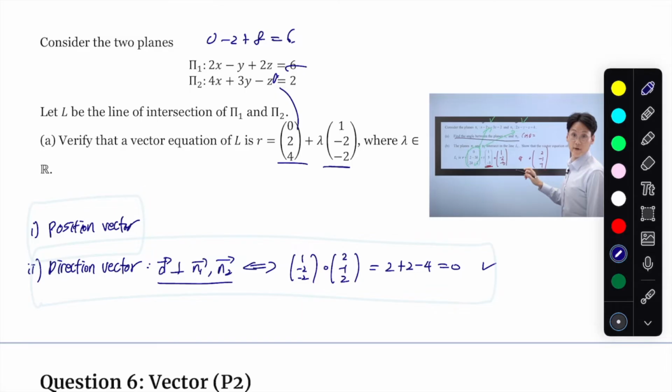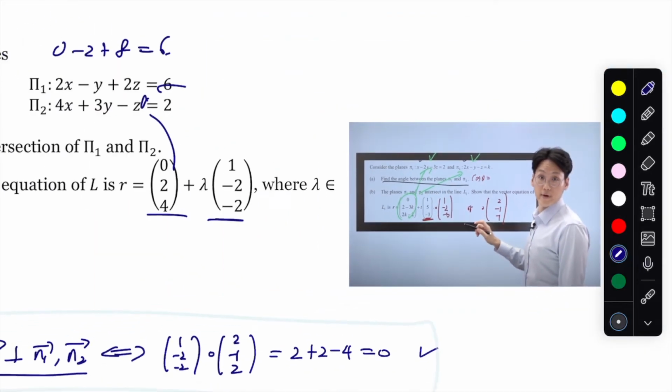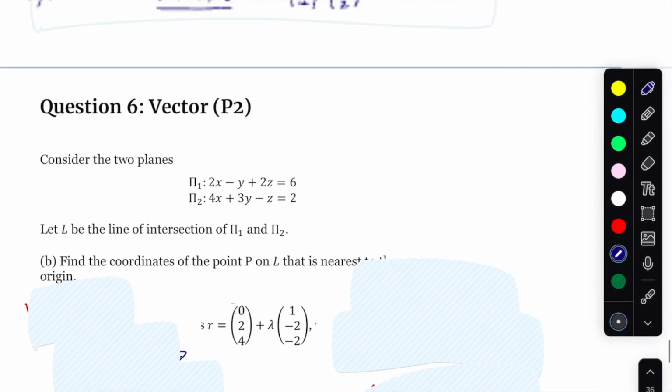For verification, I wouldn't do the crazy row reduction. I would simply use these rules. As you can see, for verifying you don't have to do the actual work of the row reduction. Simply plug the position vector into the plane, and put the direction vector into the dot product with the normal vector. Okay, that's great.